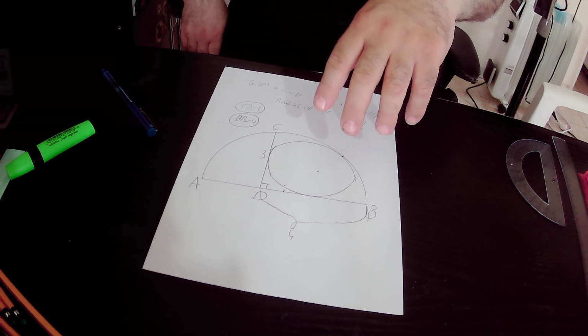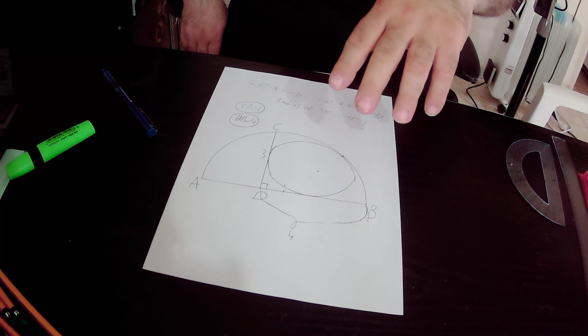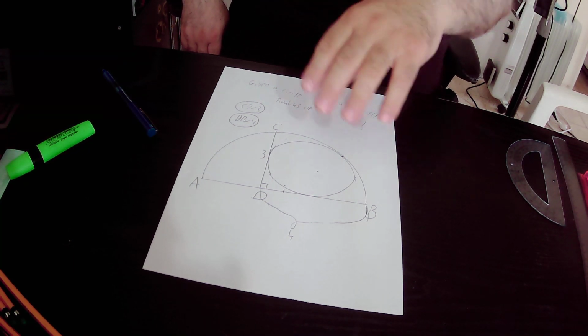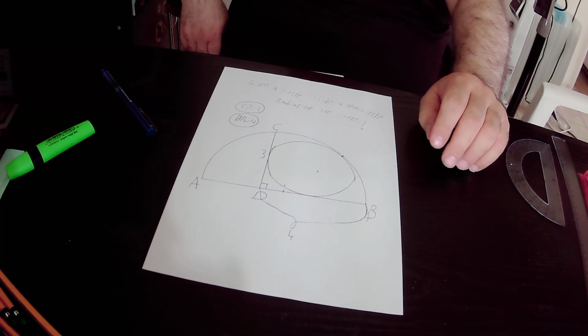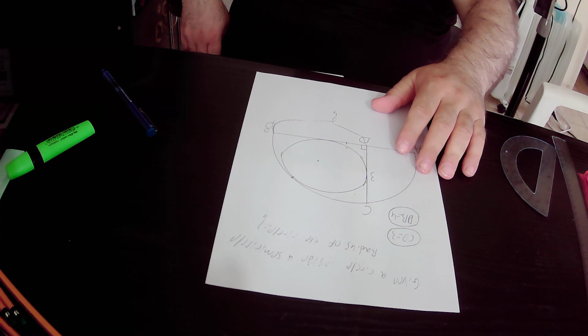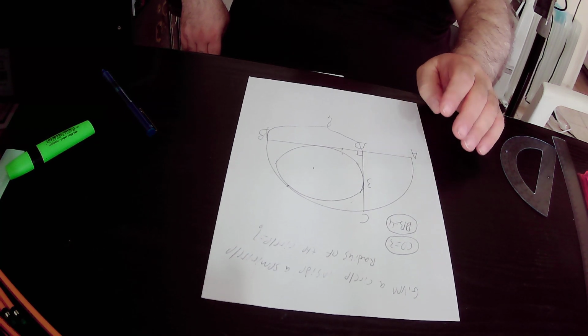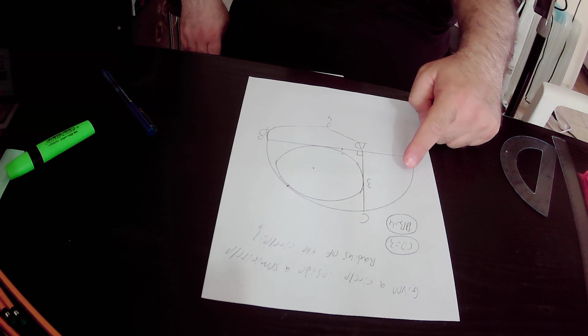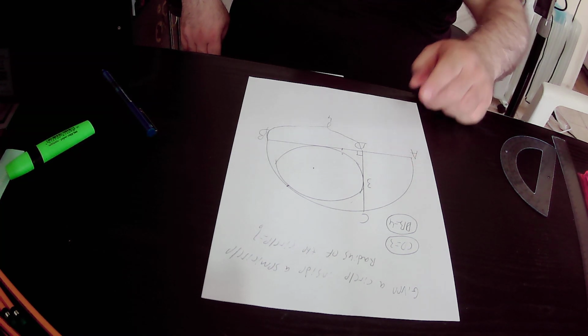This small circle is inscribed by the semicircle. We want to find out the radius of the small circle. Okay, so first of all, we'll do a construction. We'll complete this semicircle to a circle.